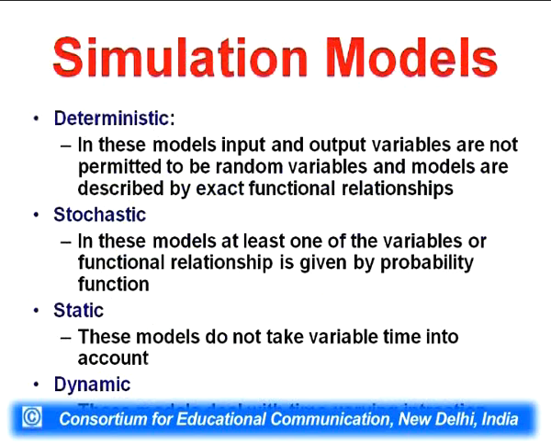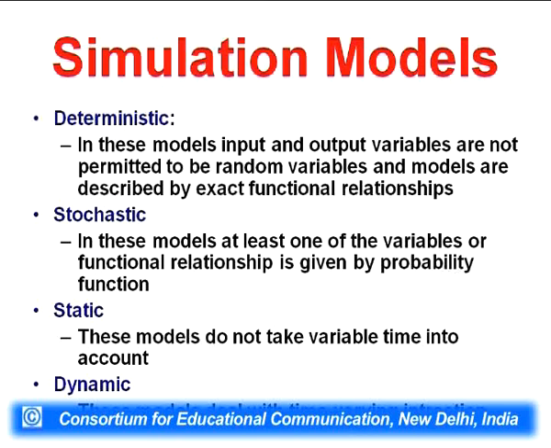Simulation models. There can be 4 different types of simulation models. The first one is deterministic. In these models, input and output variables are not permitted to be random variables, and models are described by exact functional relationships. The meaning is that input variables are the same all the time. Their amount is the same, their specifications are the same all the time, as they are deterministic. Deterministic, they have finite value.